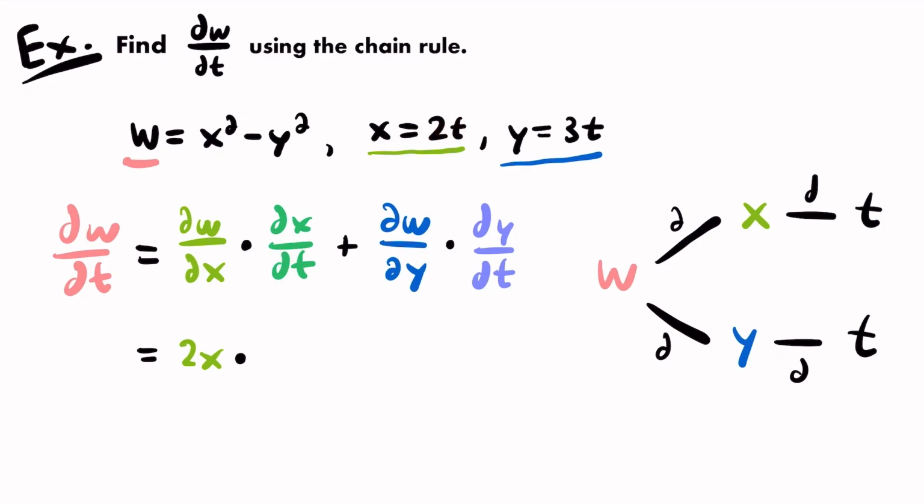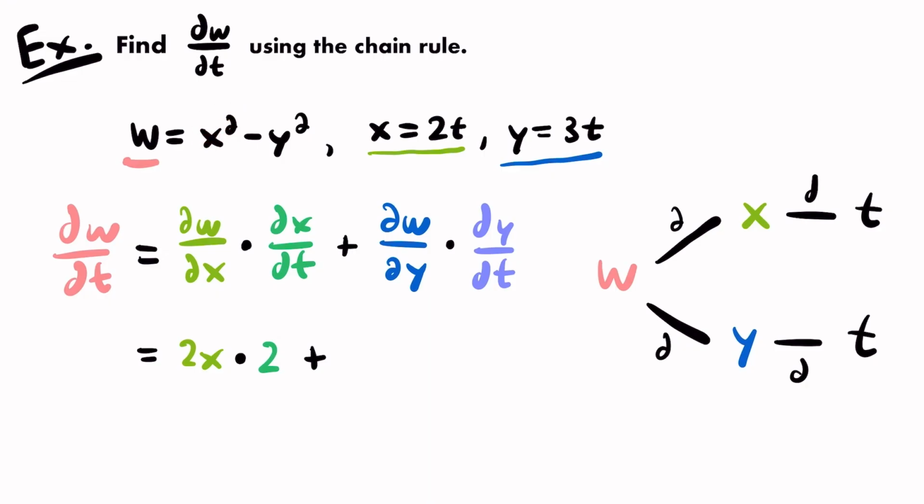The derivative of 2t with respect to t would just be 2, the coefficient of t to the first power. So we're multiplying 2x by 2, and then we will add that to the partial derivative of w with respect to y. So going back to the equation for w here, we're now taking a partial with respect to y, so treat x as a constant.